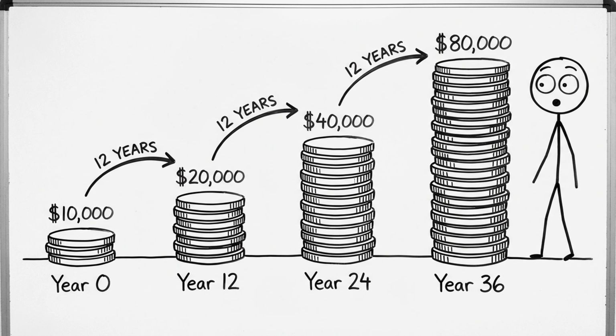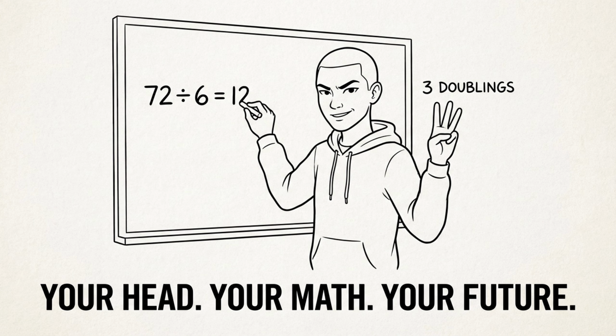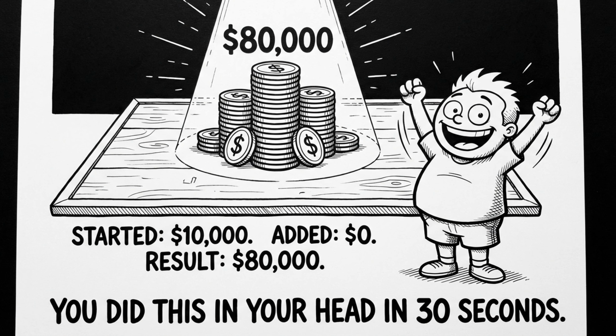You might be wondering, why 72? Why not 69 or 70? The mathematically precise number is actually 69.3. That comes from the natural logarithm of 2, which equals 0.693. Multiplied by 100, that gives us 69.3. But here's the problem. 69.3 does not divide cleanly by most interest rates. 72, on the other hand, divides perfectly by 1, 2, 3, 4, 6, 8, 9, and 12, which covers nearly every interest rate you will encounter in real life.